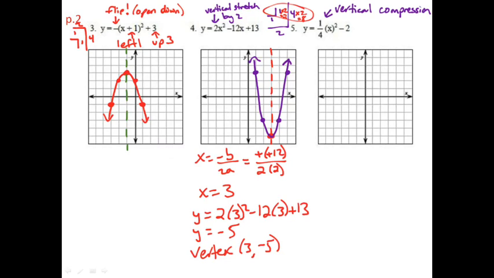So we can start out the same way that we did with number 3. We don't have plus or minus anything inside those parentheses. So that means we'll still have our axis of symmetry at x equals 0. So here's our axis of symmetry. But that minus 2 at the end means that we're going to move down 2. So our vertex is going to be at (0, -2).